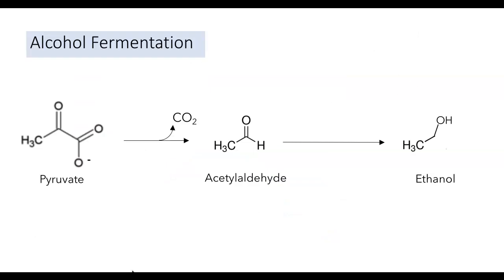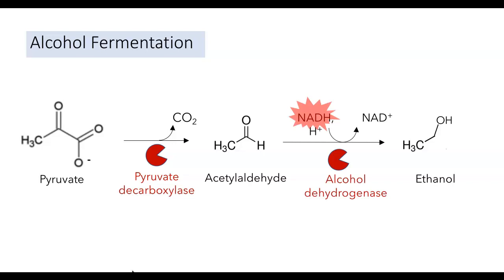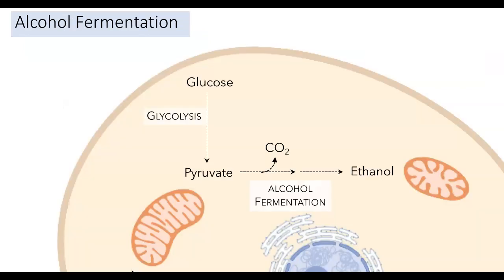Let's look at alcohol fermentation now. Alcohol fermentation is a 2-step process. In the first step, catalyzed by the enzyme pyruvate decarboxylase, a carbon dioxide is removed from pyruvate to form acetaldehyde. The second step is catalyzed by alcohol dehydrogenase. This is a redox reaction, and once again, NADH is being oxidized to form NAD+. So a cell that's running glycolysis and alcohol fermentation will also be able to regenerate the NAD+ needed to keep the cell going.